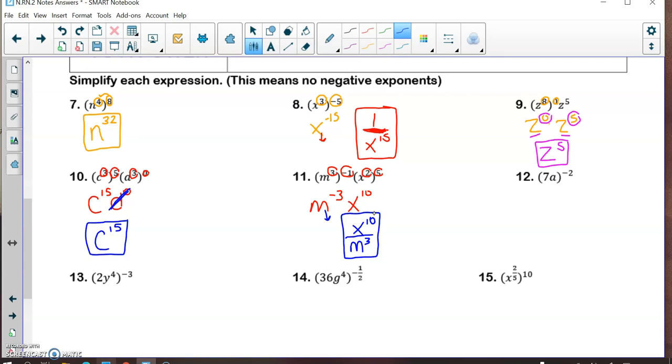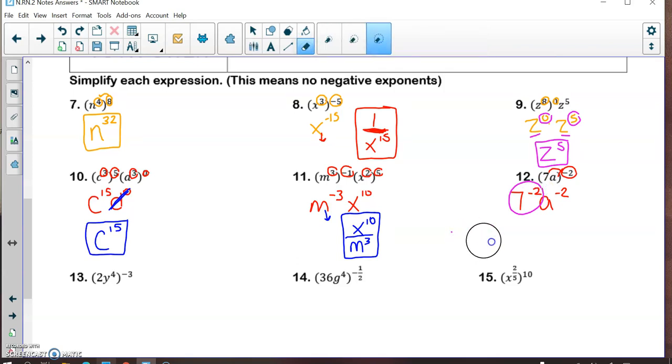All right, the next one, both the 7 and the a are going to get this exponent of negative 2. We're going to distribute that in. This is a big mistake that students like to make. A lot of students say, all right, well, a 7 to the negative second power is a negative 49. No, a negative exponent never makes your number negative. What we do with a negative exponent is we move it to the denominator.